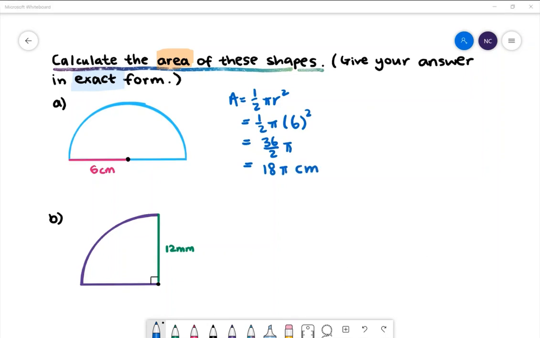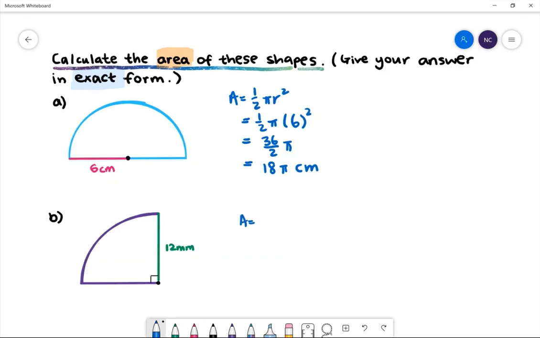In example B, we have a quarter of a circle with a radius of 12 millimeters. We need to change the area formula to become a quarter multiplied by pi r squared. Substitute r to be 12. Evaluate 12 squared, which is 144. And 144 divided by 4 will give us 36 pi millimeters.